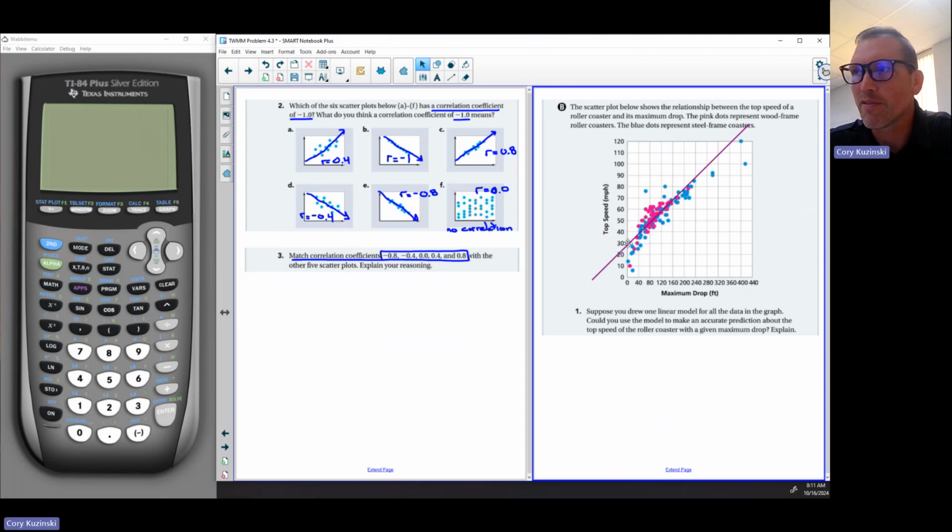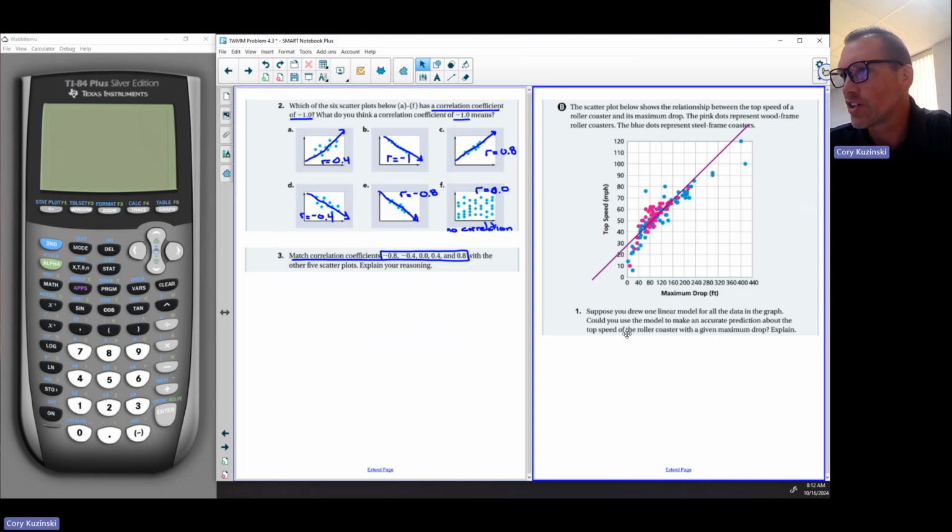It's got a y-intercept of 30. The top speed would be 30 if it had a maximum drop of 0 feet. There are roller coasters like that, the kiddie coasters, right? And then obviously it's looking like the bigger the maximum drop, the faster the roller coaster goes. And that kind of makes sense. Think about the fast roller coasters you've been on or heard about. They have huge drops to them, okay? And that's what builds up the speed.